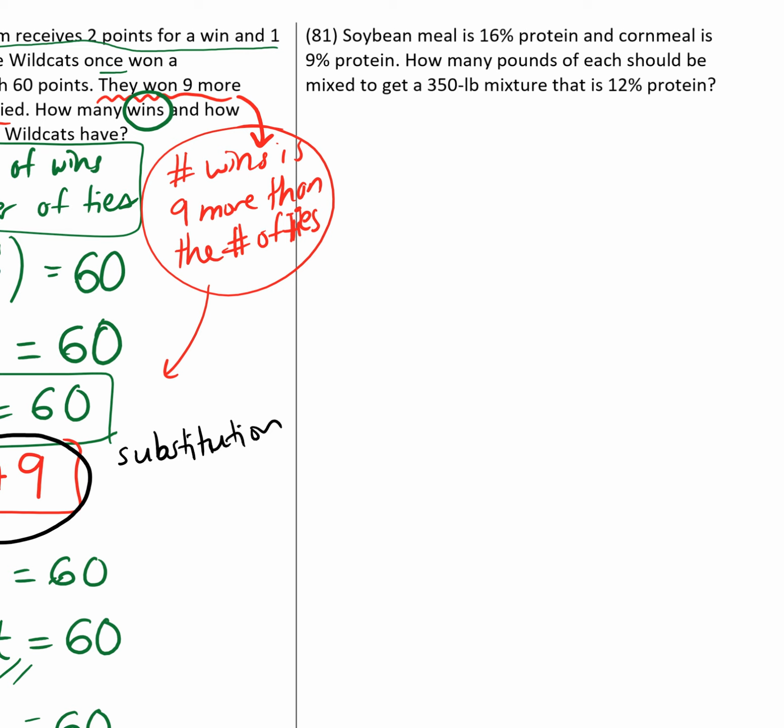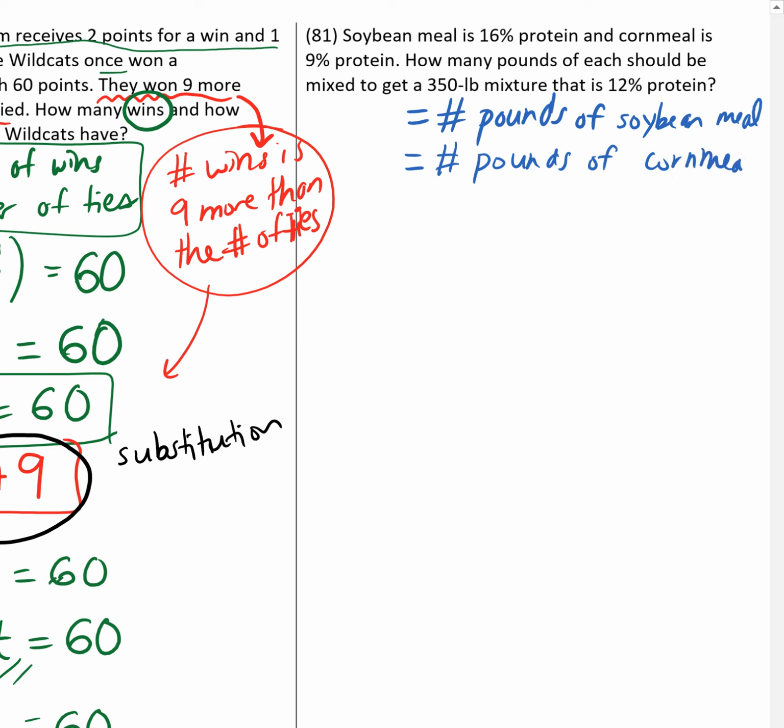But first I'm going to see, what are they asking for? How many pounds of each? I'm going to call those the variables. Something equal to the number of pounds of soybean meal, the first thing they mentioned, and the number of pounds of cornmeal, the second. You can call those X and Y, but I might call them S for soybean and C for corn. It doesn't matter.